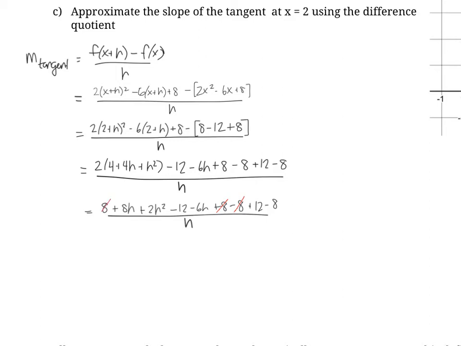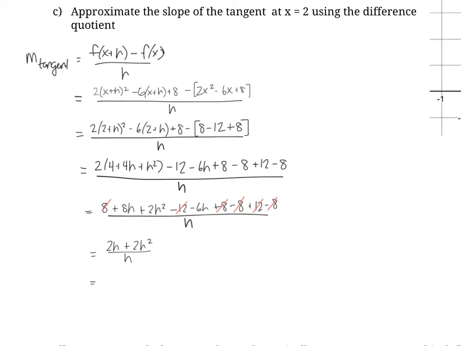This 8 at the beginning and this 8 at the end are going to 0. This positive 12 and this negative 12 are going to 0. And we are left with, just write out what we're left with, well, this 8h up here minus 6h, so we're going to have 2h plus 2h squared all over h. Whew, that's much nicer. We can simplify this further.